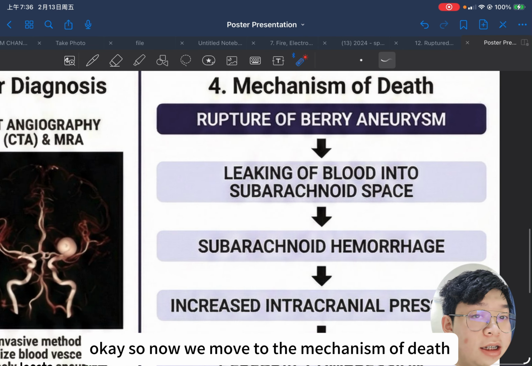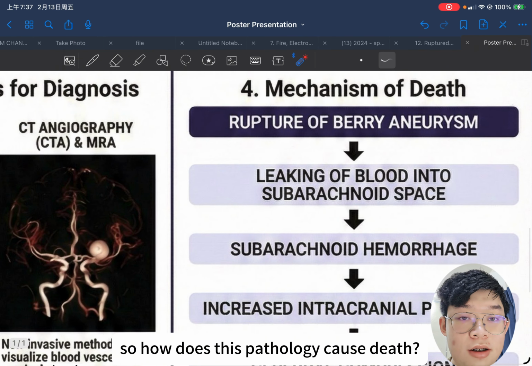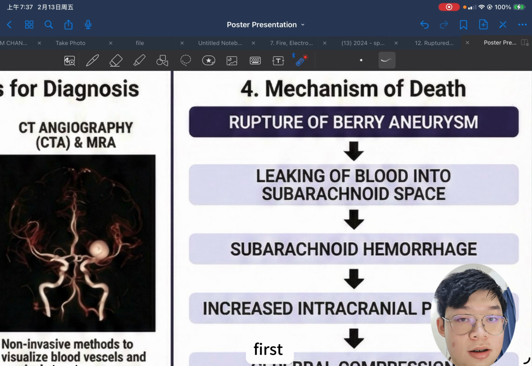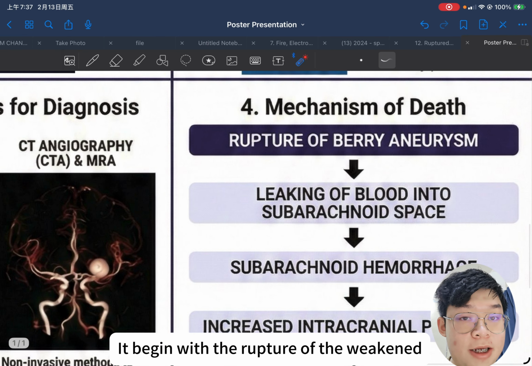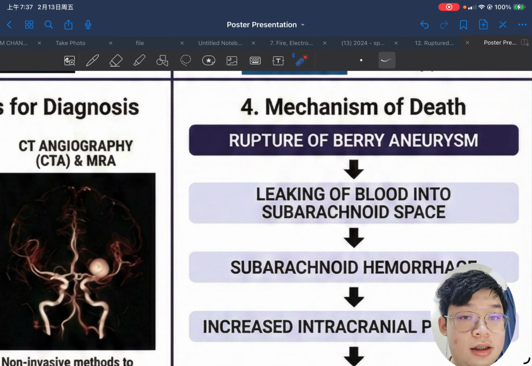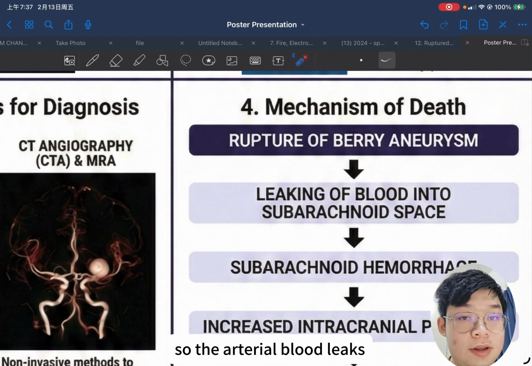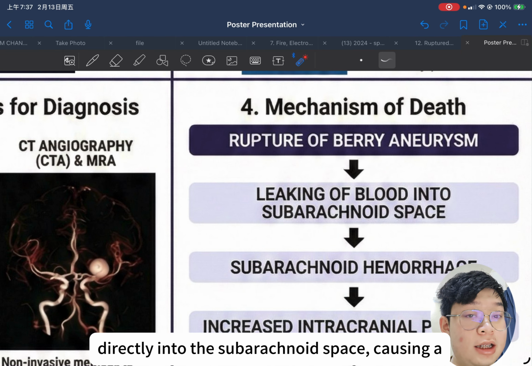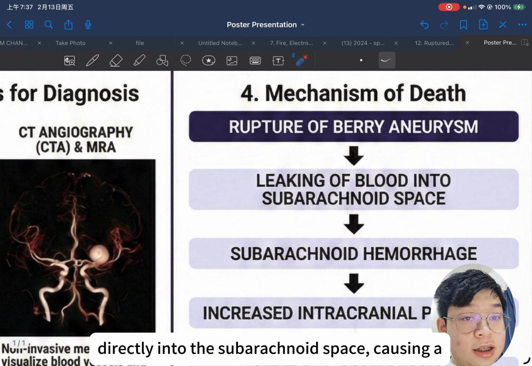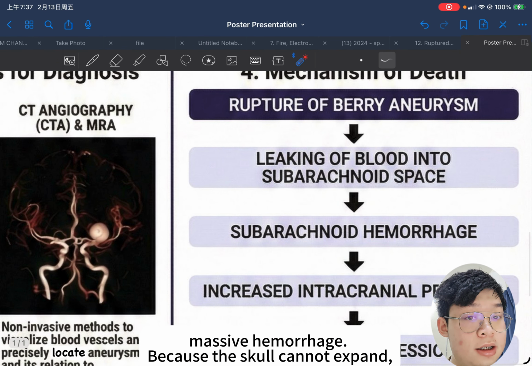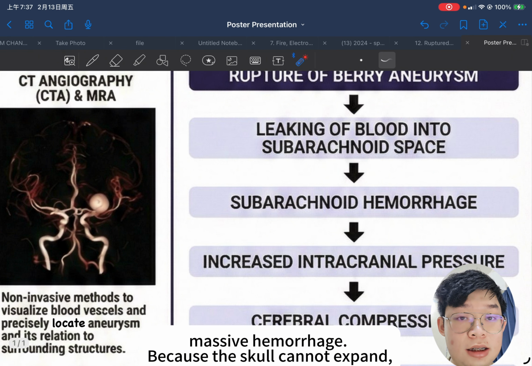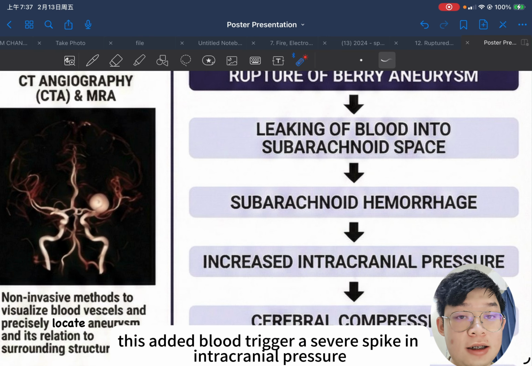Now we move to the mechanism of death. So how does this pathology cause death? First, it begins with the rupture of the weakened aneurysm sac. The arterial blood leaks directly into the subarachnoid space, causing a massive hemorrhage. Because the skull cannot expand, this added blood triggers a severe spike in intracranial pressure.